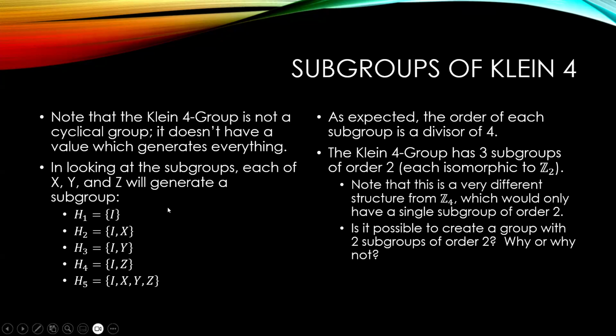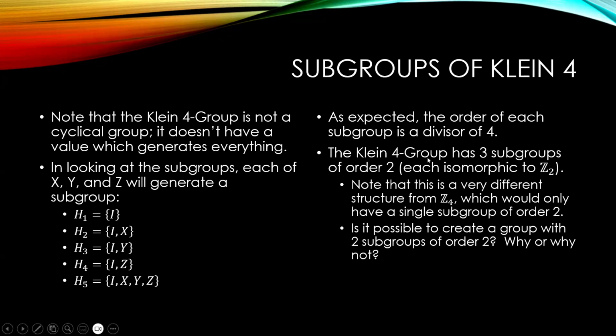And so note the Klein 4 group is not a cyclic group. It doesn't have a value which generates everything. And if you try and generate things, well, starting with X, X times X gives you I. If you started with Y, Y times Y gives you I. Z times Z gives you I. And then we also have the whole group itself, which is itself a subgroup. Not a proper subgroup, but a subgroup. So as expected, the order of each subgroup is a divisor of 4, so that's nice to see. But the Klein 4 group is different from a cyclic group of order 4.